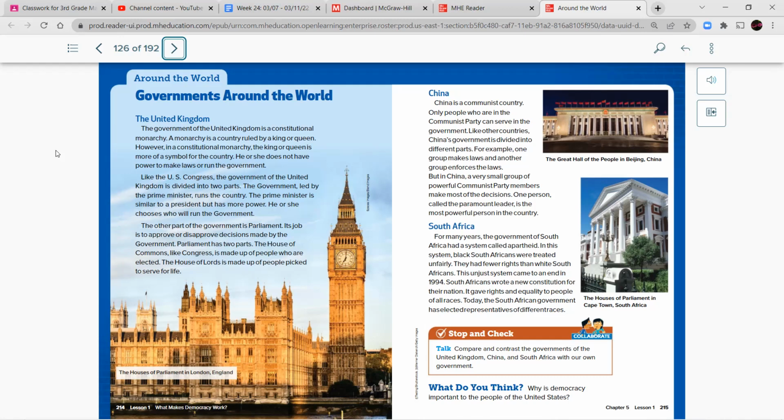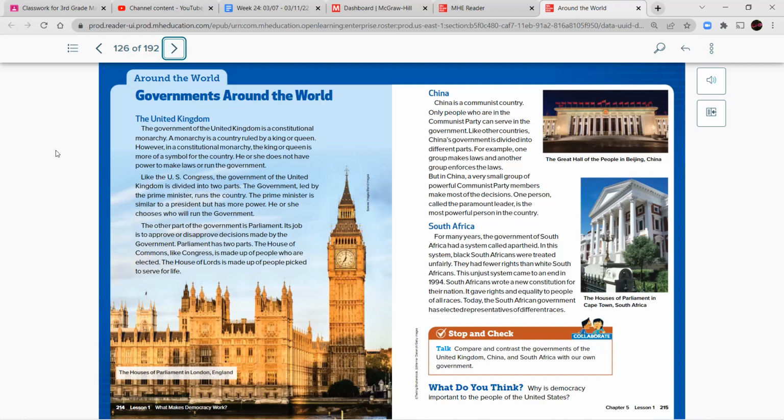Like the US Congress, the government of the United Kingdom is divided into two parts. The government, led by the Prime Minister, runs the country. The Prime Minister is similar to a president, but has more power. He or she chooses who will run the government.